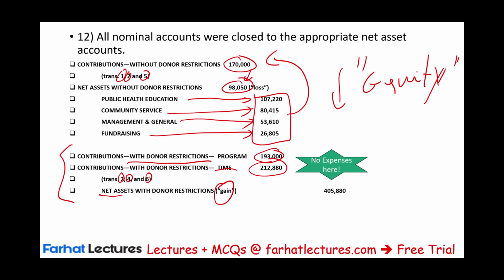There are no expenses. Remember why there are no expenses? Because all these revenues are with donor restriction. They don't get expensed until they are moved to the other column on the statement of activities. Therefore, there are no expenses to close here like in the first entry, because we don't expense them until we move them from the restriction to without restriction.